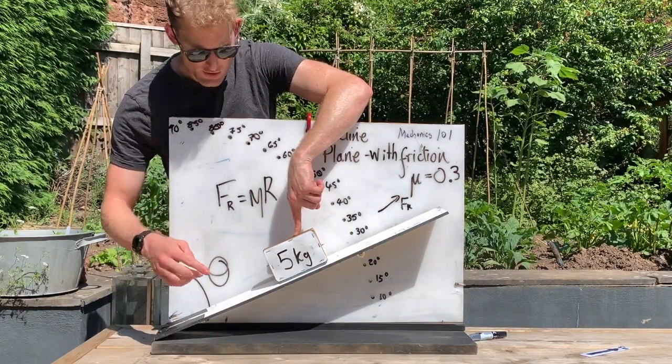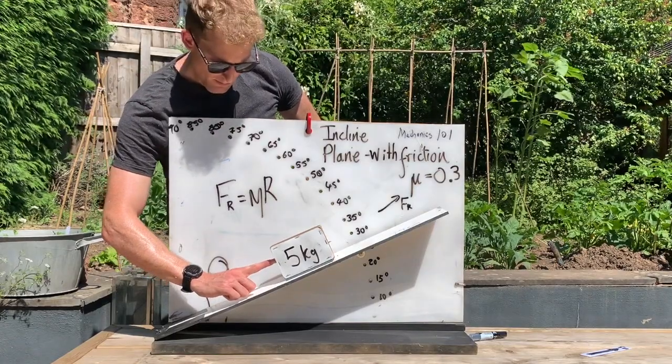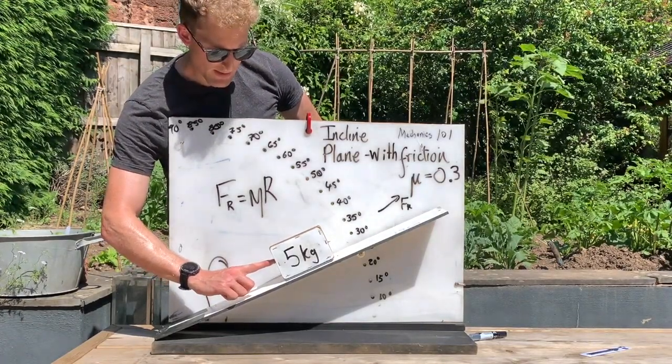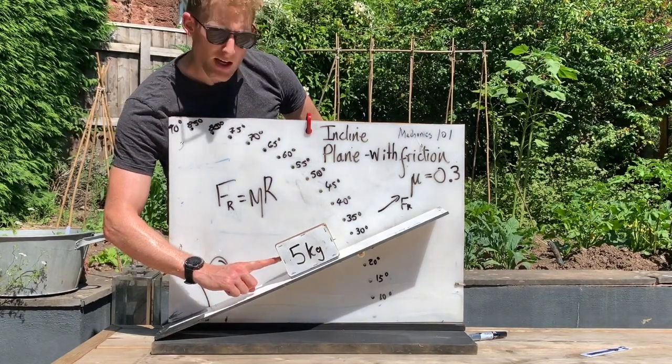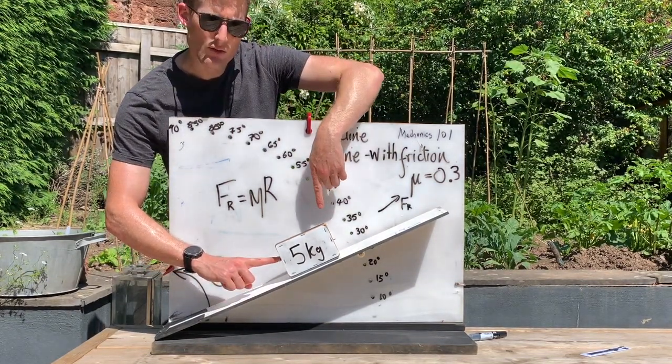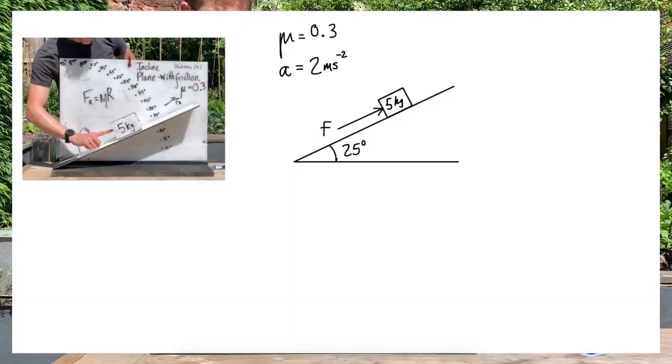So here's your second question. If I push parallel to this horizontal plane, what force do I need to push this way in order to make this particle accelerate at 2 meters per second squared? Okay, so the first thing we're going to do is take our diagram and label it up with our components.